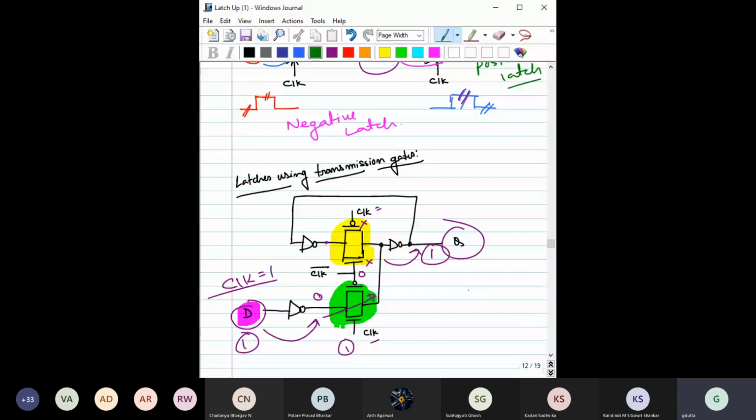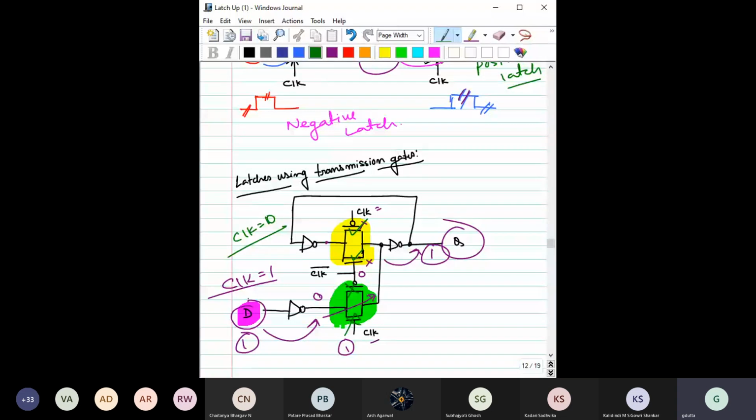Now say here, sorry, clock equal to 0. We have already discussed when clock is equal to 1. So when clock equal to 0, what will happen to this green transistor? Here clock equal to 0, so this transistor is off. This is PMOS, this is 1, so this is off. What about this? This transistor is on, this transistor is on, right?